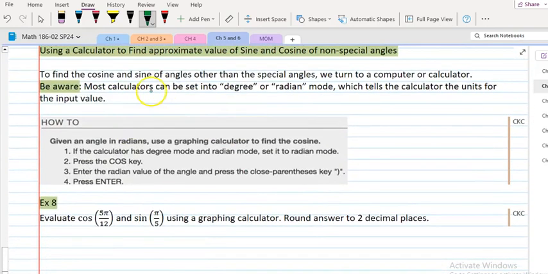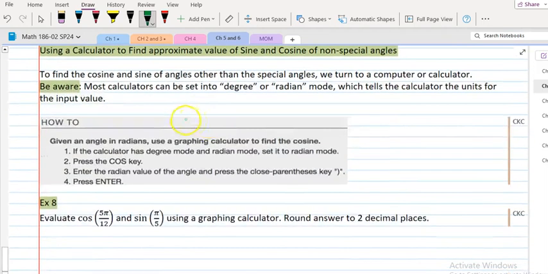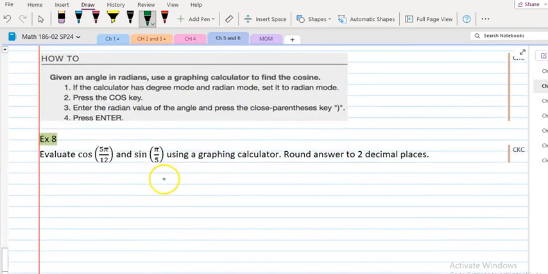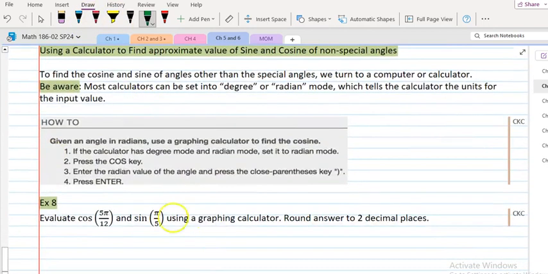Okay, I'm going to finish. What about if the angle is not a special angle and not a coterminal angle, but I want to find sine and cosine? What you do is use the calculator. Be aware that angles have degree or radian. So when you do this, you have to make sure that you are in radian mode if it is a radian input. And if it is in degree mode, you have to use degrees.